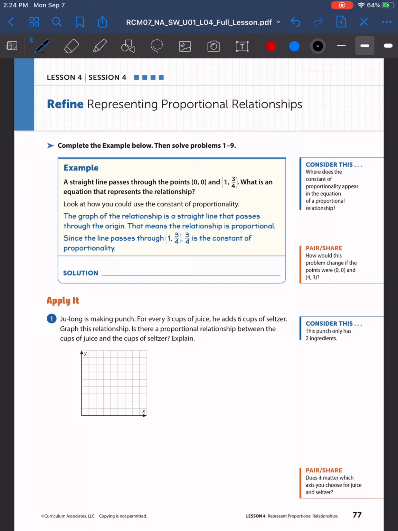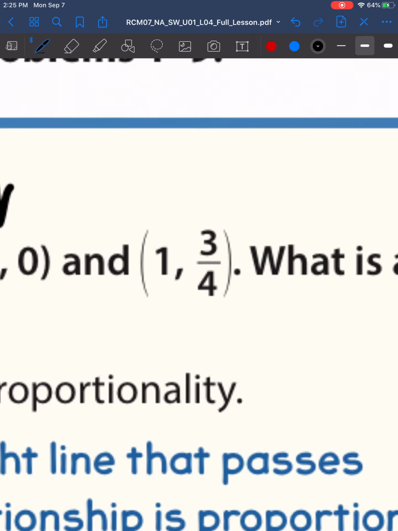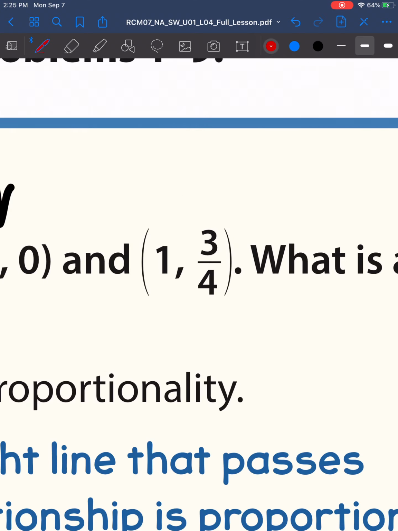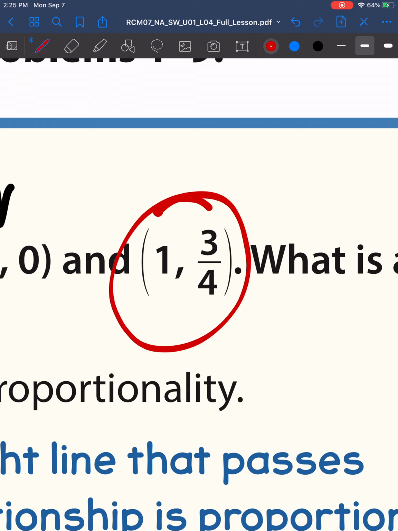A straight line passes through the points (0, 0) and (1, 3/4). What is an equation that could represent this relationship? First of all, I know it's going to be a proportional relationship because it goes through (0, 0). That's good news. However, if I'm given just 1 point, can I find the slope? Sure, why not? Remember, slope is when you take your y's and divide by your x's.